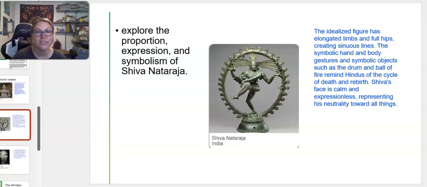Explore the proportion, expression, and symbolism of Shiva Nataraja. The idealized figure has elongated limbs and full hips, creating sinuous lines and symbolic hand and body gestures. Symbolic objects such as the drum and ball of fire remind Hindus of the cycle of death and rebirth. Shiva's face is calm and expressionless, representing his neutrality towards all things.